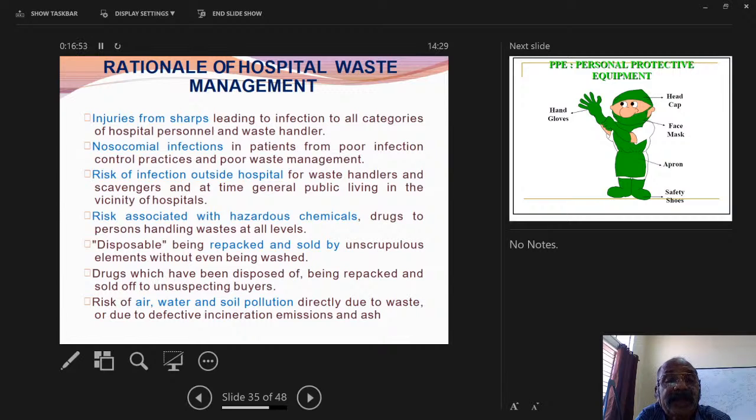Disposables being repacked and sold by unscrupulous elements without even being washed. Drugs which have been disposed of being repacked and sold off to unsuspecting buyers. And risk of air, water and soil pollution directly due to waste or due to defective incineration emissions and ash.